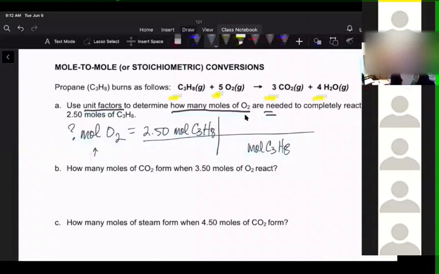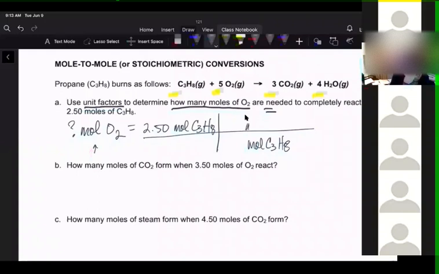And I'm going to use that same unit, the units match, and I'm changing the label. So this is moles on top, moles on the bottom. And now I'm looking for oxygen, so I'll fill in oxygen there. Now in the next step, I'm going to use those coefficients. So I'm going to look for what's in front of oxygen and put that here. I need 5 moles of oxygen for every 1 mole of propane.